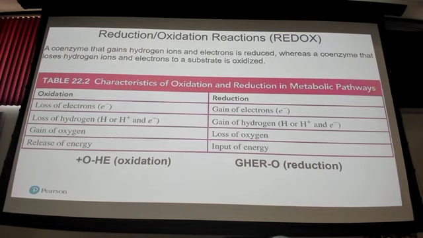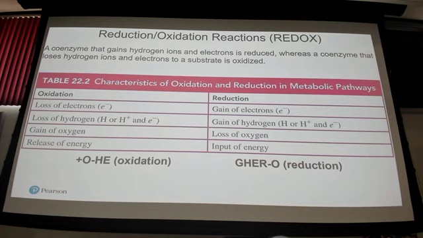So also from the last block, we talked about the different types of enzymatic reactions. We have the oxidation-reduction reactions, or redox for short. And so what happens is the coenzymes will either be oxidized or reduced when they are involved in carrying out a reaction with an enzyme. And so the characteristics of oxidation are shown here. Oxidation would be the loss of electrons and/or hydrogen ions, the gain of oxygen, and the release of energy.